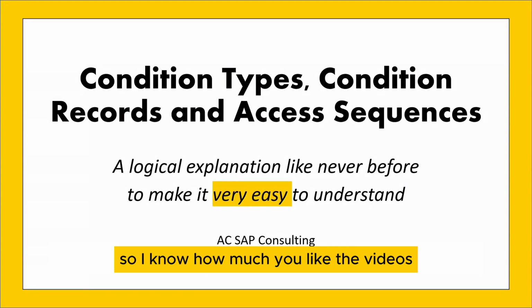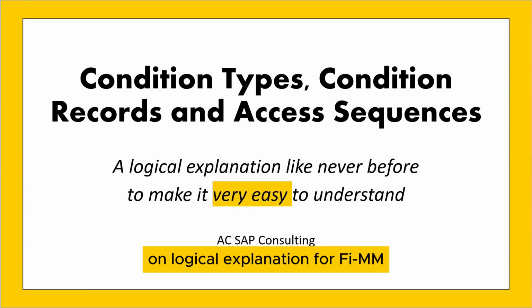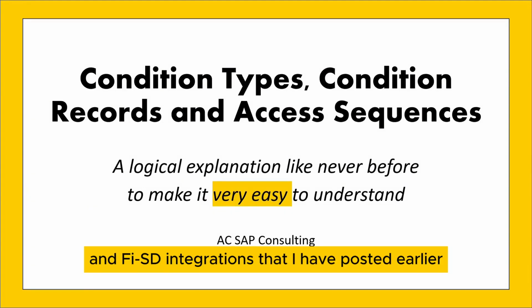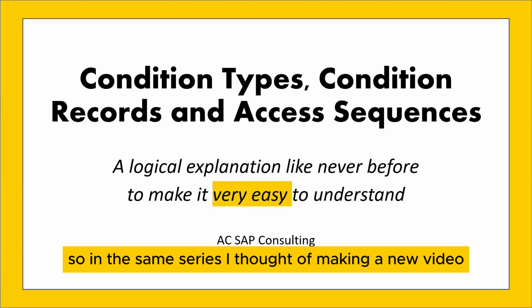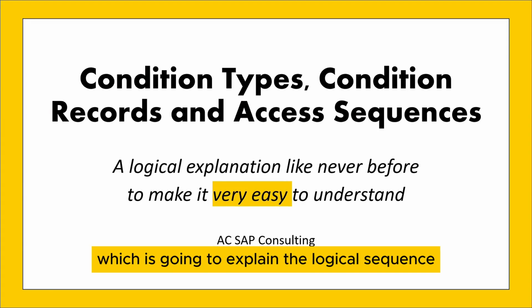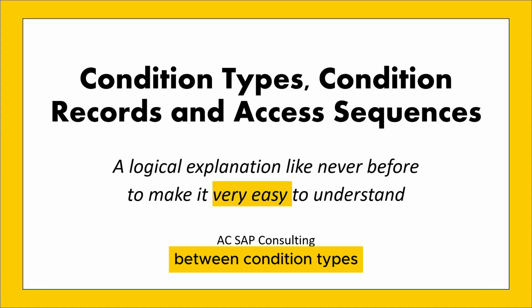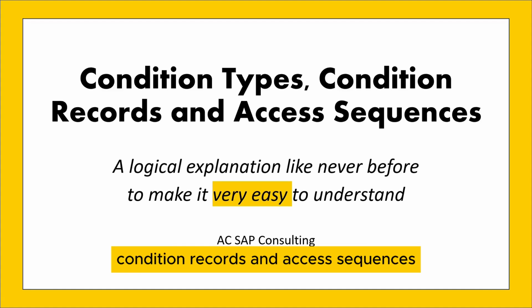So I know how much you like the videos on logical explanation for FIMM integration and FISD integrations that I have posted earlier. So in the same series, I thought of making a new video which is going to explain the logical sequence between condition types, condition records, and access sequences, and also explain why do we require this and how we need to do the configuration.